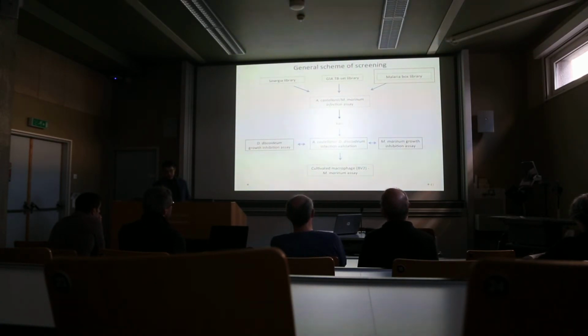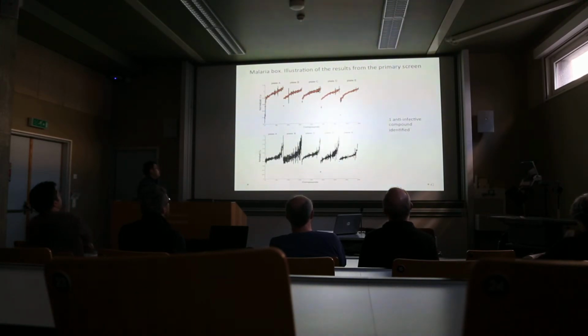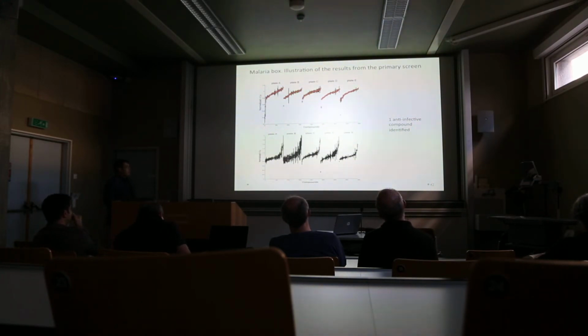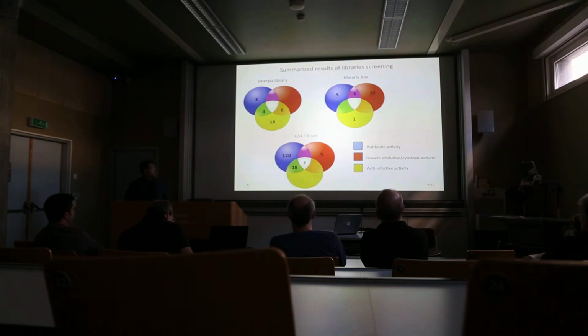So this is a result from the malaria box library. This is the antibiotic assay, this is the anti-infective assay, and you can see that you don't observe much of the anti-infectives. This is every plate sorted, and we have basically only one strong anti-infective. So here is the summarized result of the 3 libraries.